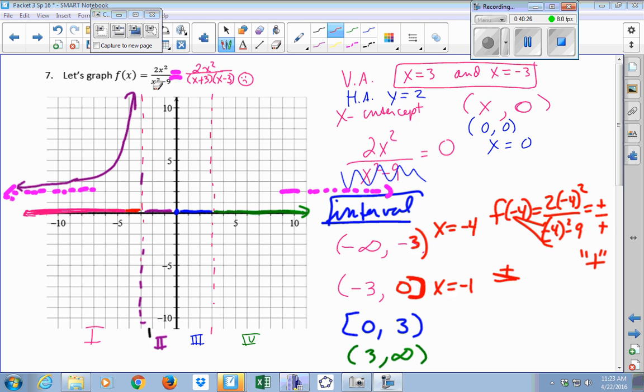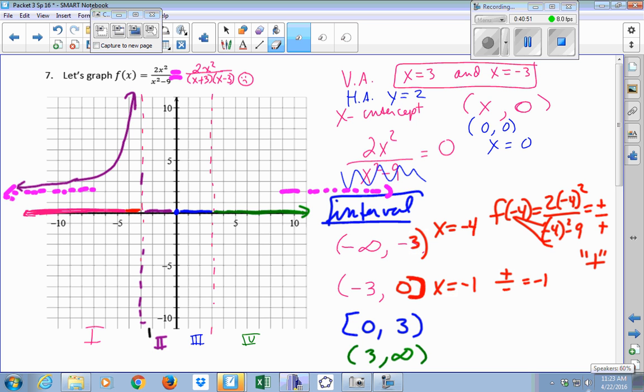Now be careful. When I put a -1 down here, am I going to be positive just because it's a square? No, because when I put -1 in here, I do get a +1, but when I subtract 9 from it, what am I? Negative. The end result, so it's plus over minus, which is minus.